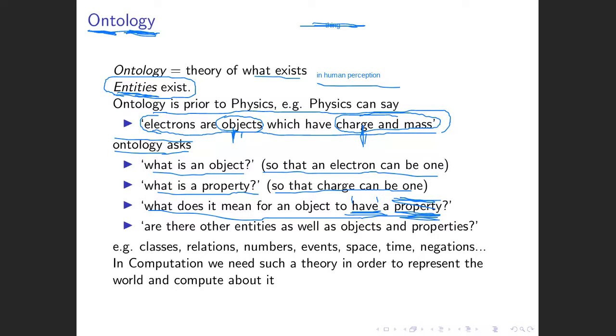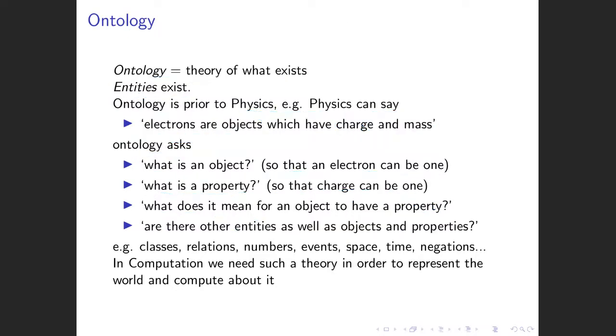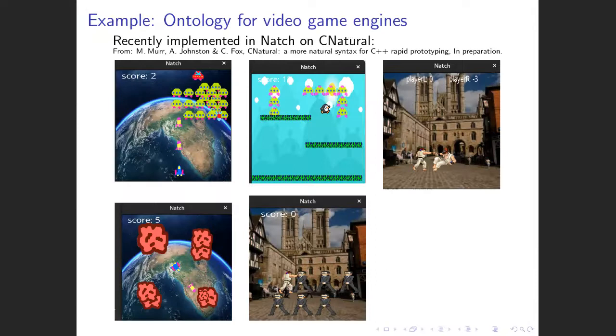And are there other entities as well as objects and properties? Any suggestions without looking at the bottom of the slide? Let's go to a different slide so you can't cheat. Any suggestions for what other kinds of entities we might want to have, as well as objects and properties?